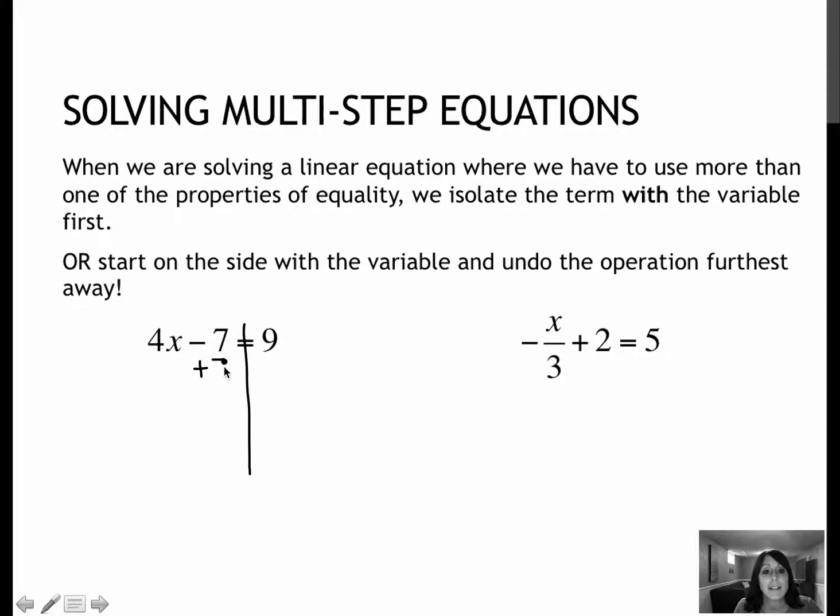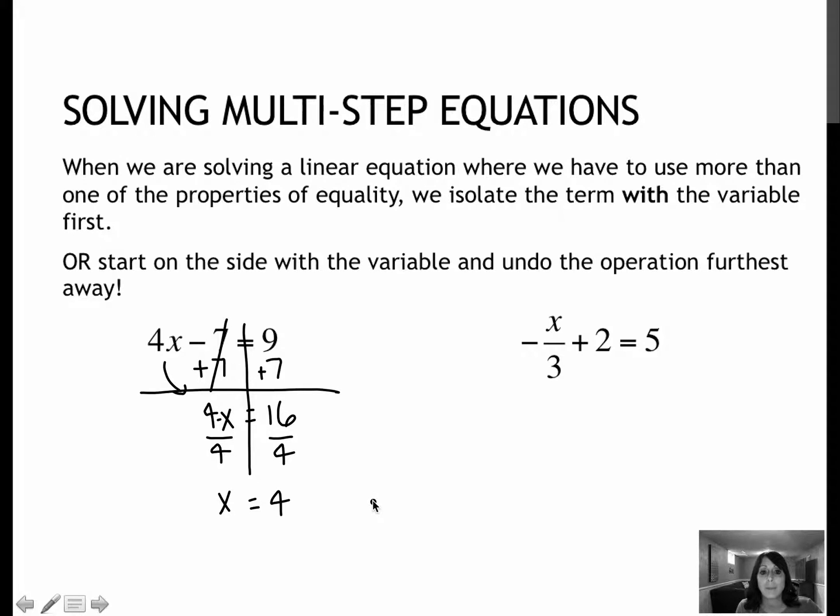If I add 7 to undo minus 7, that simplifies the left side to just 4x. So that 4x is going to come straight down. 9 plus 7 is 16. Now this is a one-step equation, and the one-step equation is 4 times x. So now if I divide by 4, look how pretty everything is. I get x equals 4, and I didn't have to ever deal with those fractions.